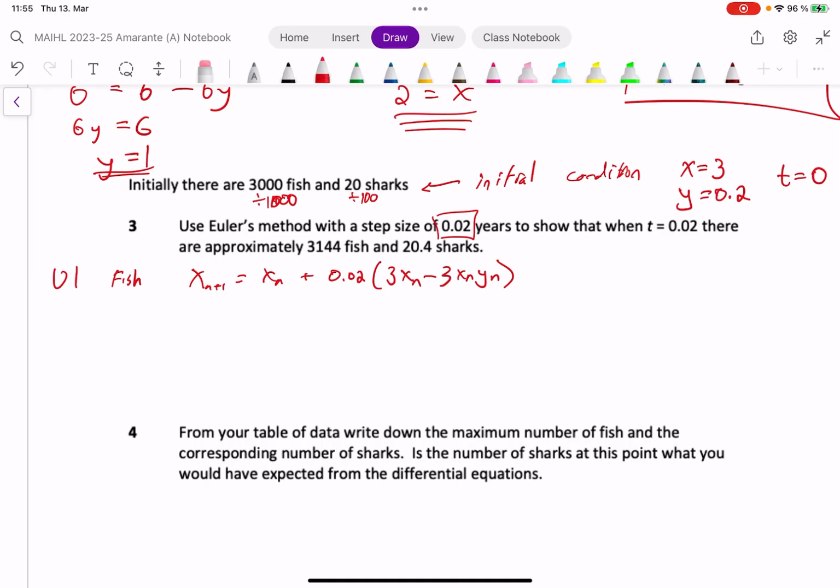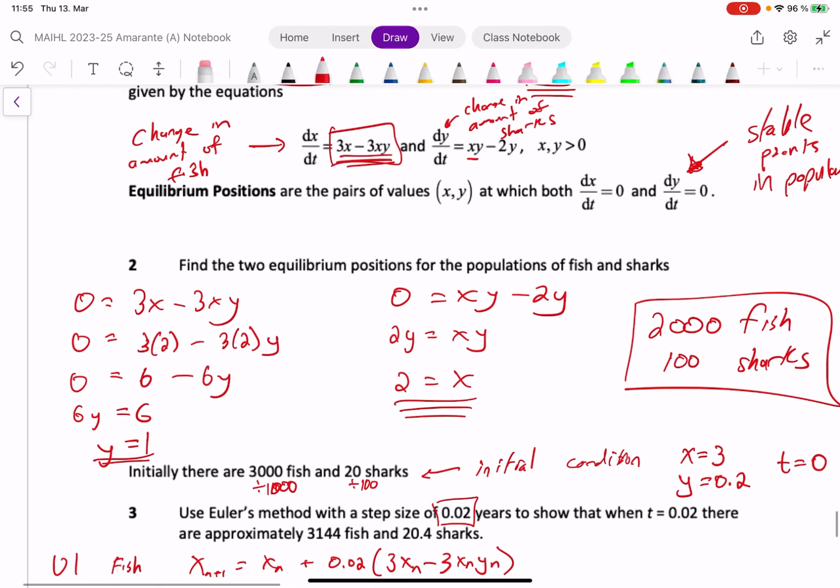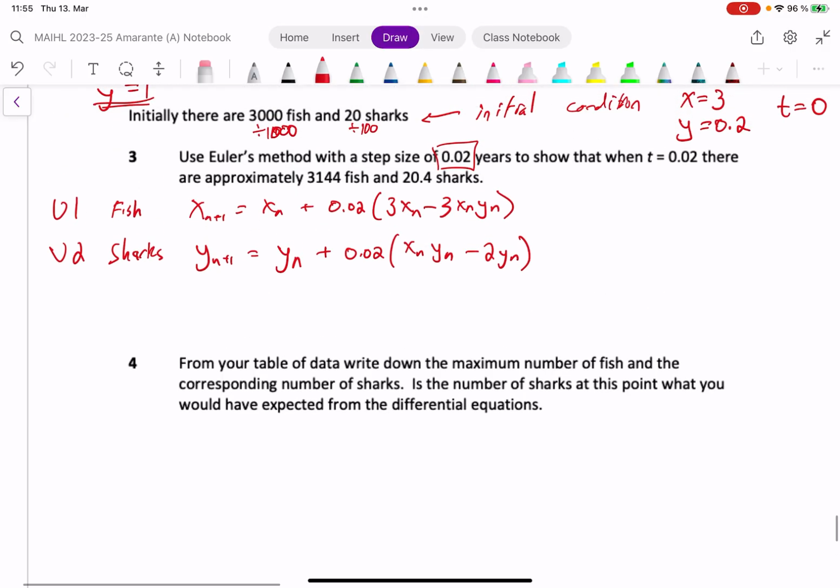So minus 3xy. So then I have to set up my second one, which is going to be sharks. And that's going to be yn+1 is yn plus 0.02 times my y derivative, which is xn times yn minus 2yn, right? Because it's x times y minus 2y, which is what I have written there. And then my third one is going to be time, and that is always just tn plus my step size, 0.02.